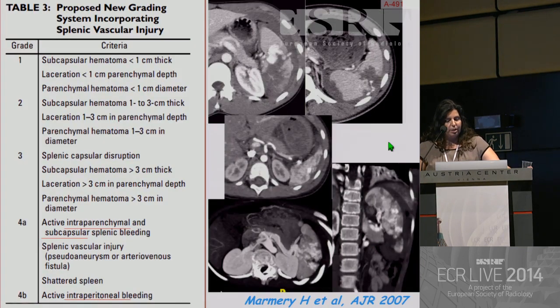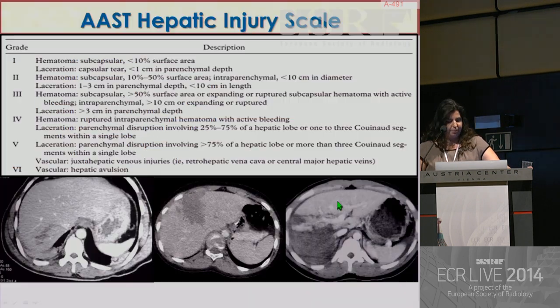And in recent years, there has been an attempt to incorporate vascular injuries into the splenic trauma grading system, to incorporate intraparenchymal, subcapsular, and intraperitoneal active bleeding, and also contained bleeds such as pseudoaneurysms and arteriovenous fistula formation. The presence of all these upgrades the severity of the injury.